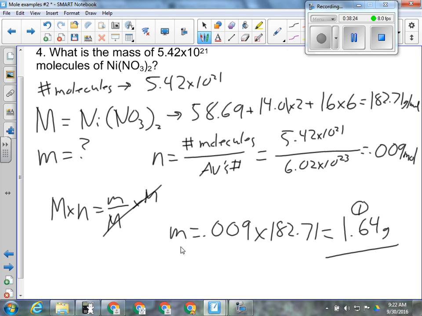One mark for the answer. 1 mark for plugging in the numbers. 1 mark for manipulating the mole equation. 1 mark for calculating the number of moles. 1 mark for your givens. That's a 5-mark problem.